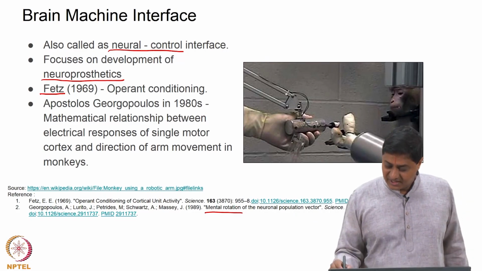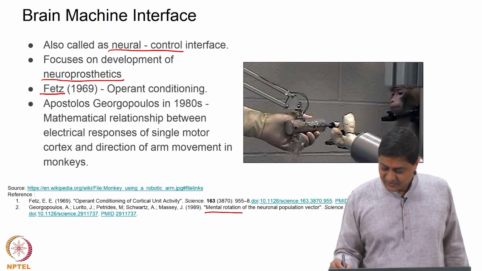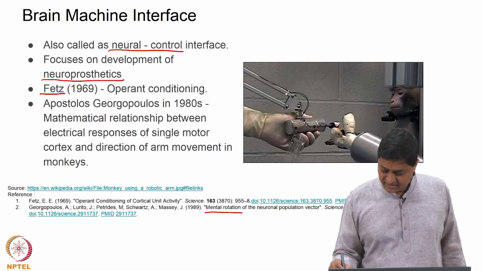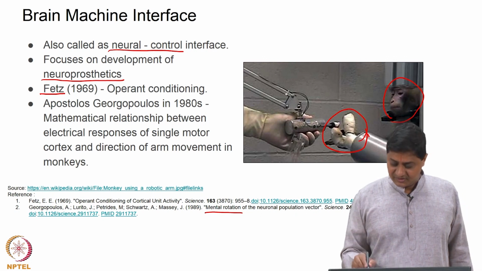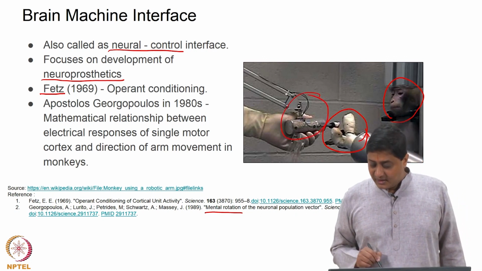So that is what this monkey here is doing. Here is the monkey that is seeing the activity. It is not the monkey's hand, you see, this is the robotic arm. So these are the robotic arms, right.